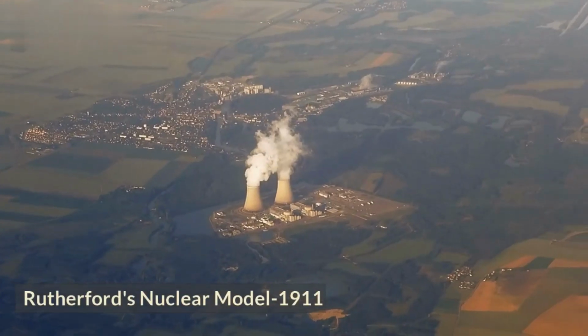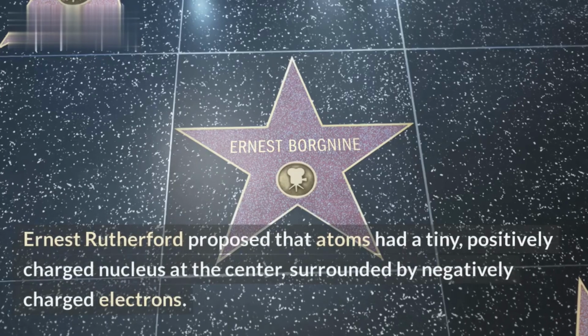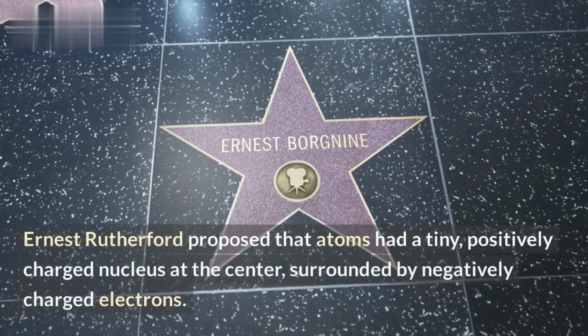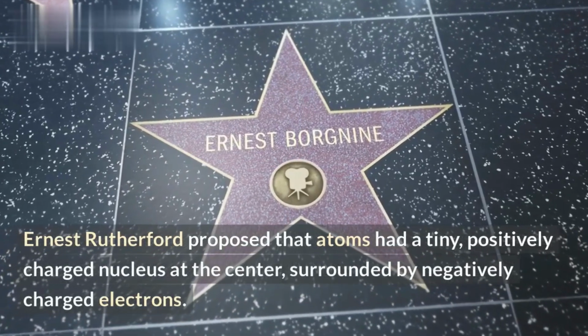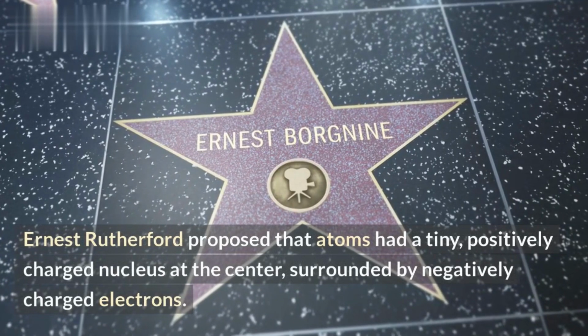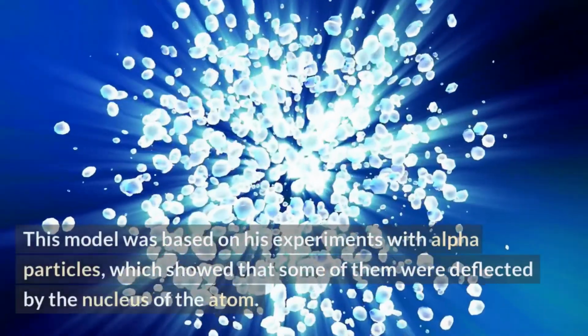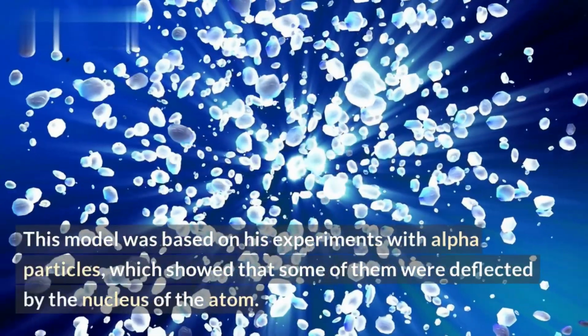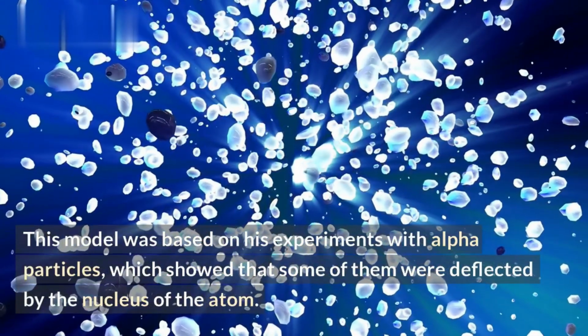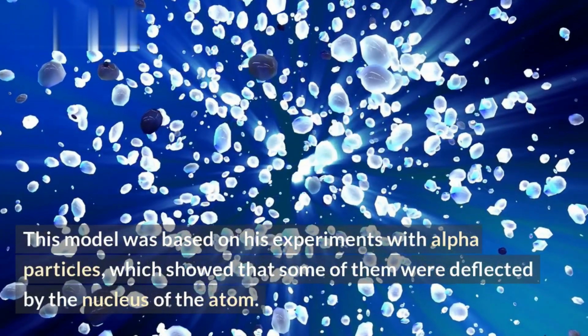Rutherford's nuclear model, 1911. Ernest Rutherford proposed that atoms had a tiny, positively charged nucleus at the center, surrounded by negatively charged electrons. This model was based on his experiments with alpha particles, which showed that some of them were deflected by the nucleus of the atom.